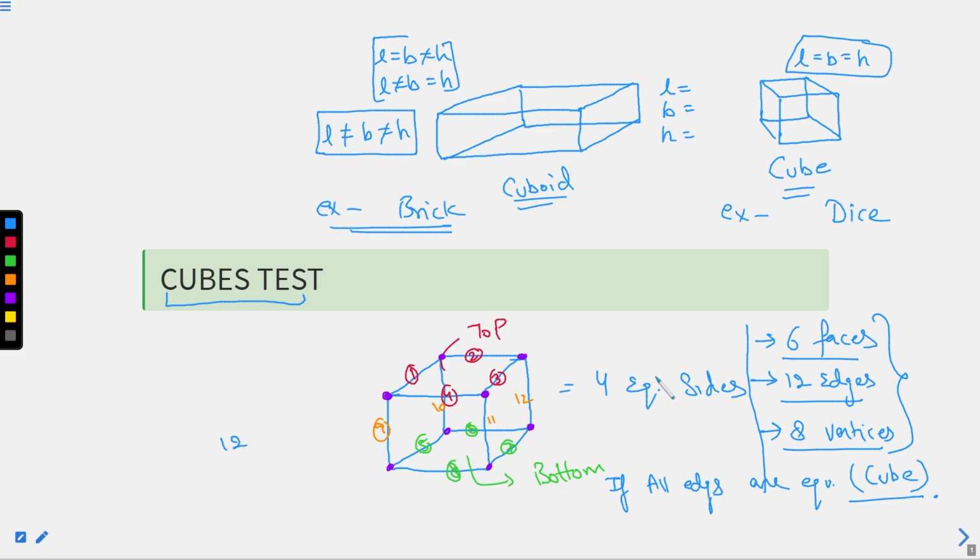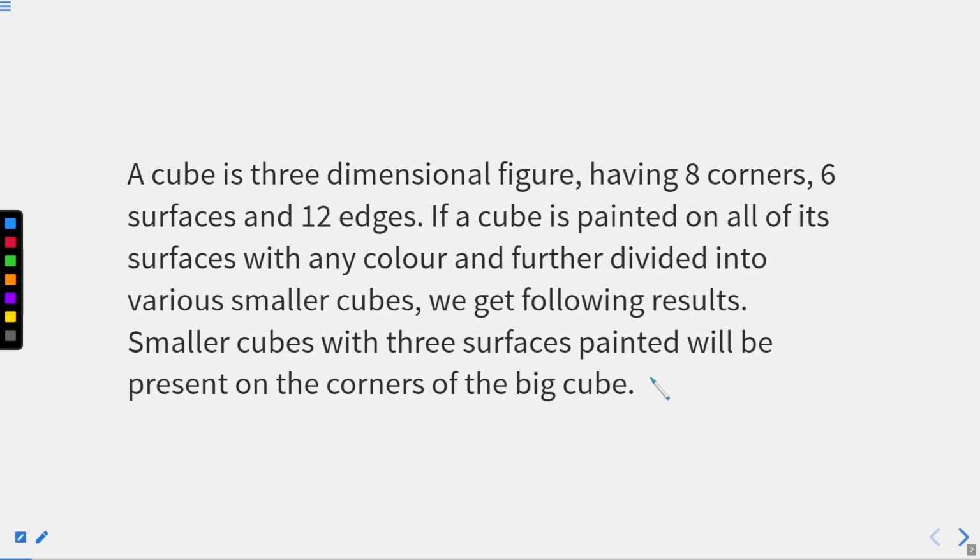This is the basic introduction of a cube, and now we are going to deal with the different questions which are related to the cube itself, right? So here are some more basic points related to the cube itself, right? A cube is a three-dimensional figure. Make a note of it. You can write it down in bullet points. The first point is, a cube is a three-dimensional figure. I hope you are clear with this.